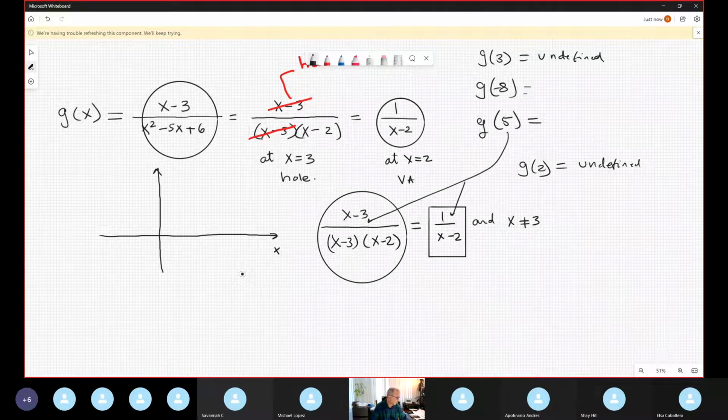Now let's see what happened in the graph. In the graph, you need to represent both: 1, 2. This is 2. And at 2, I draw my famous vertical line, x equal to 2.